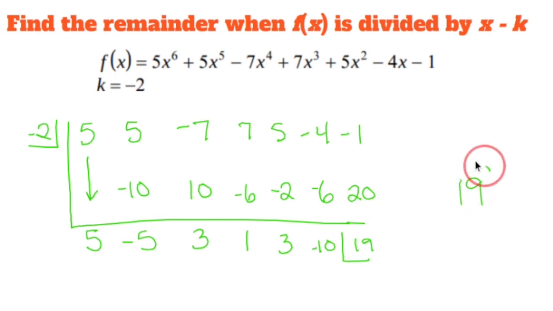My remainder is 19. Now, when I did synthetic division, I was asked to actually divide, and so I was able to use this and turn this into a whole other polynomial, with that being part of my remainder and part of my answer. But that's not what we're doing here. This is just remainder theorem, and all I have to do is just find the remainder, and it's 19. Great.